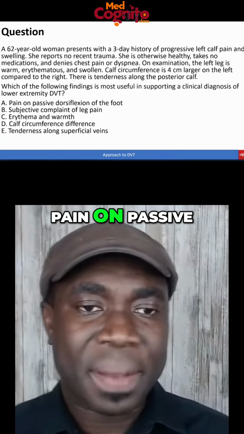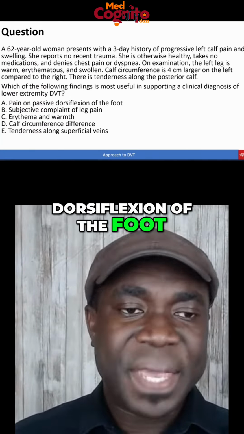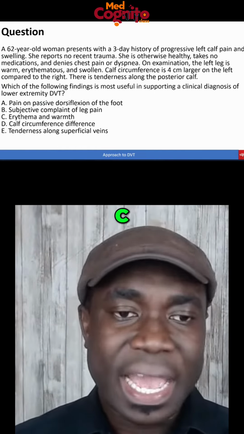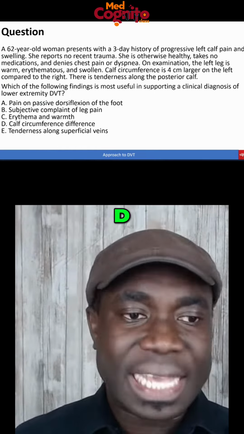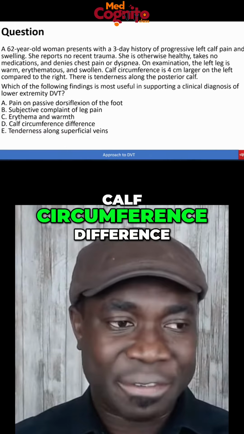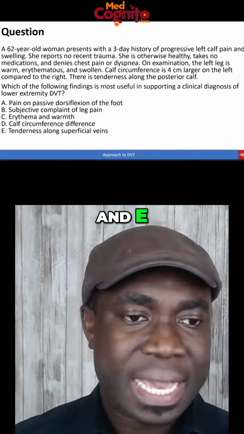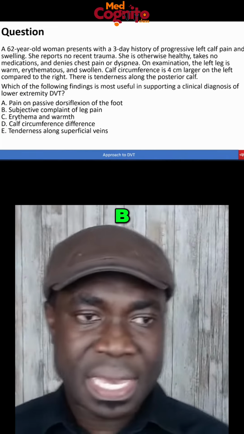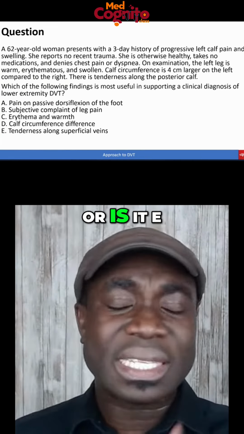A. Pain on passive dorsiflexion of the foot. B. Subjective complaint of leg pain. C. Erythema and warmth. D. Calf circumference difference. And E. Tenderness along the superficial vein. Is it A, B, is it C, or is it E?